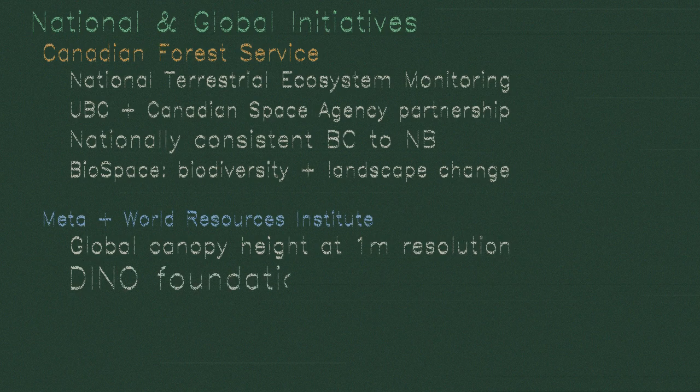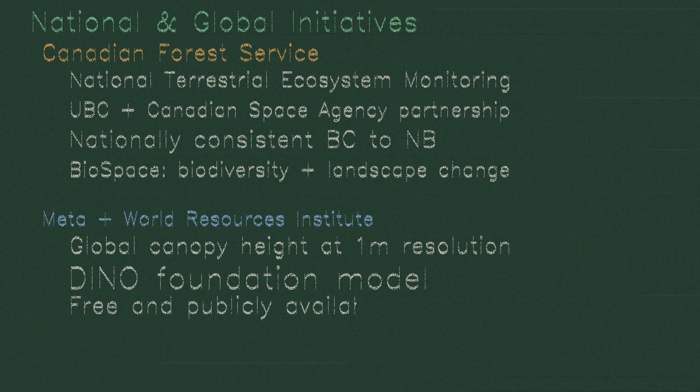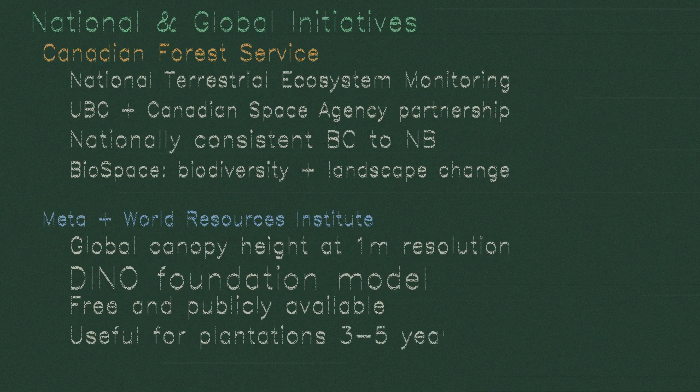The Canadian Forest Service has been building national-scale remote sensing infrastructure through the National Terrestrial Ecosystem Monitoring System, developed in partnership with the University of British Columbia and the Canadian Space Agency. They are producing satellite-based forest inventory attributes that include quantitative measures of vegetation return after disturbances, which is directly relevant to regeneration monitoring. Their approach is nationally consistent, meaning the same methods apply from British Columbia to New Brunswick.